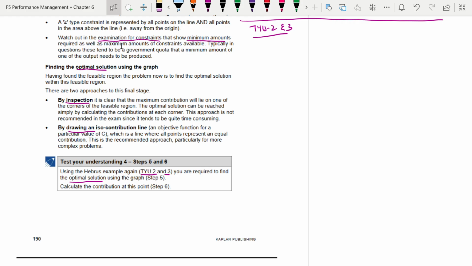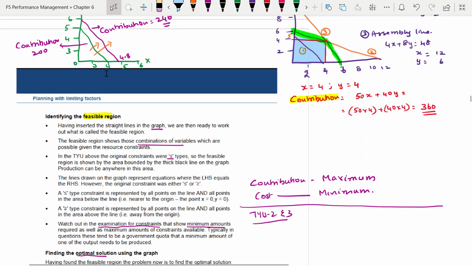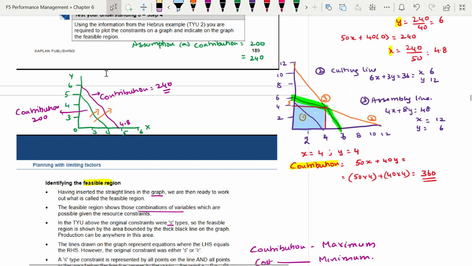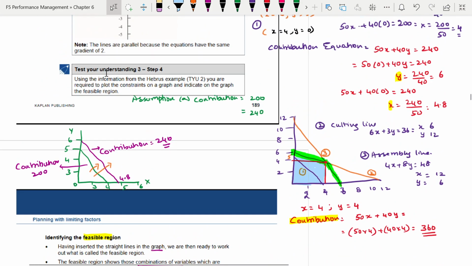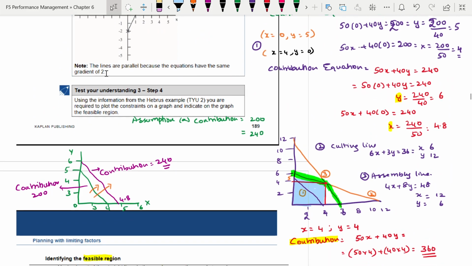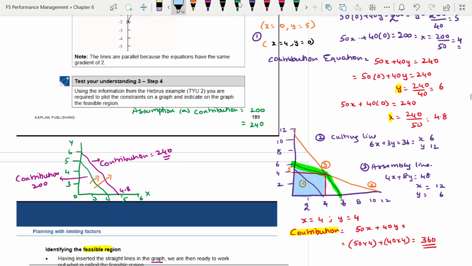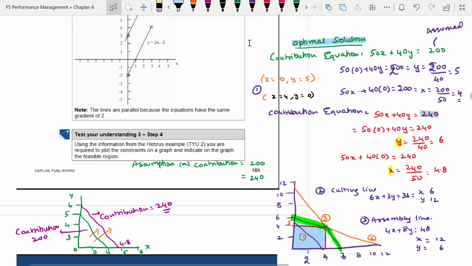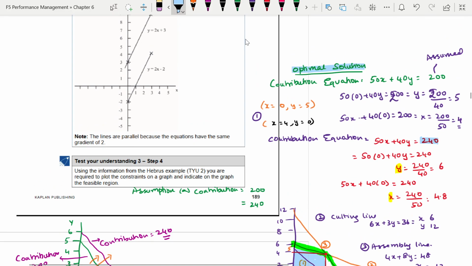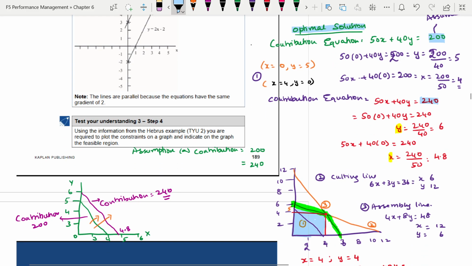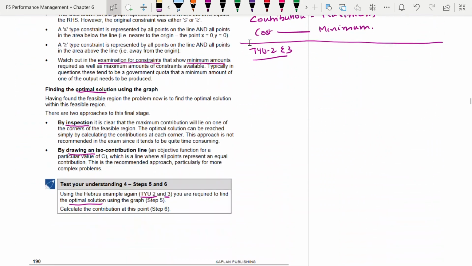How much have we calculated as the optimal solution? In the first case we have taken 240. Is it right? In the first case the contribution is how much? We have taken the contribution as 240. And in the second case we have taken the contribution as 200. So the contribution is 200 and the contribution is 240. This is what it says.